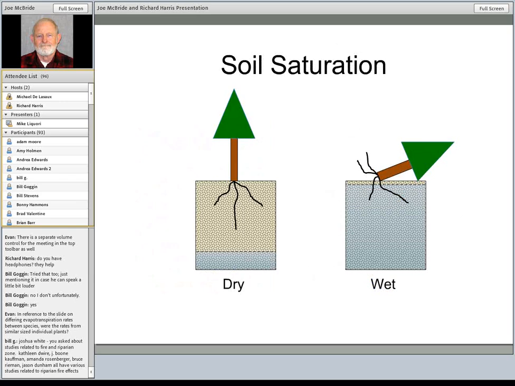The next slide is just to point out that wind throw in riparian zones, and this would be applied also in general to forests, are much more likely to occur when the soils are wet, when the shear strength of the roots in terms of their contact with the soil is weakened by lubrication.